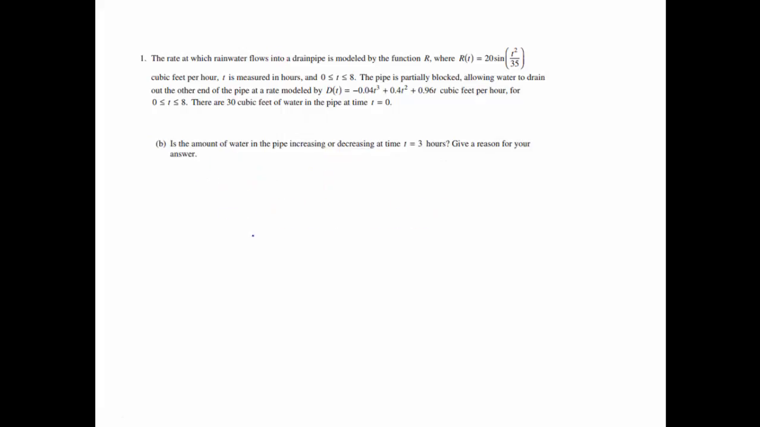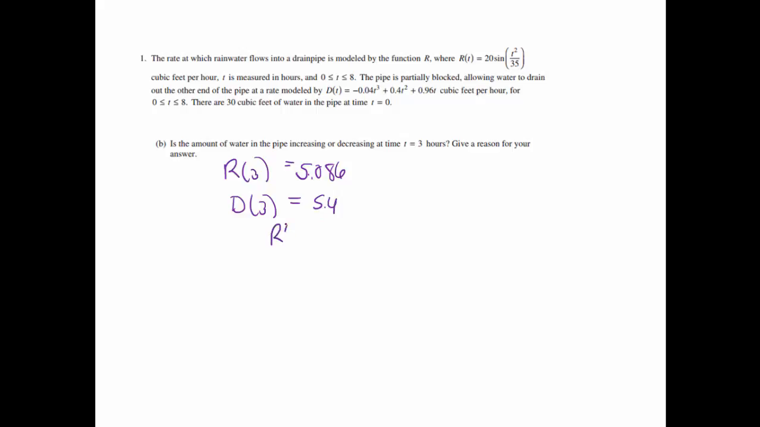Okay, part B: is the amount of water in the pipe increasing or decreasing at time t equals 3? Give a reason for your answer. Well, I pretty much need to know, is more coming in or more coming out, so I know if the water in the pipe is increasing or decreasing. So I need to find R of 3, the rate at which the water's coming in, and I need to find D of 3, the rate at which the water's coming out. If I find R of 3, that equals 5.086. It's just plugging 3 into that formula. If I plug 3 into the D formula, I get 5.4.